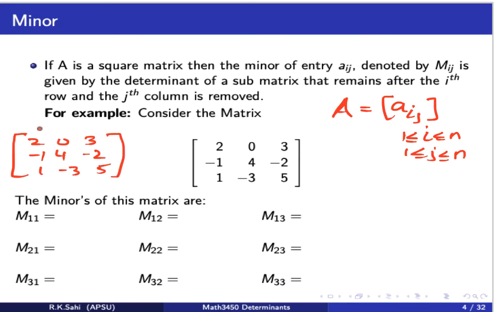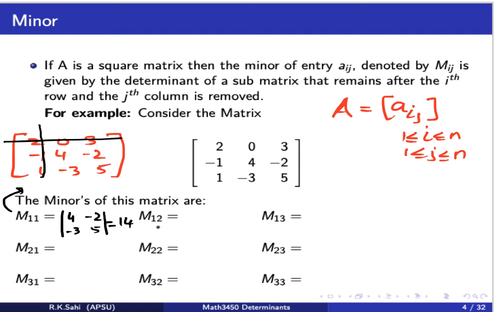M11 means the first row and the first column. Let me show you again here. We cancel out the first row and the first column. That's what we're looking for, M11. What is left? You just find the determinant of this 2 by 2 matrix: 4, -2, -3, and 5. So what is the determinant? Remember, for this one, it's 20 minus 6, which is 14.